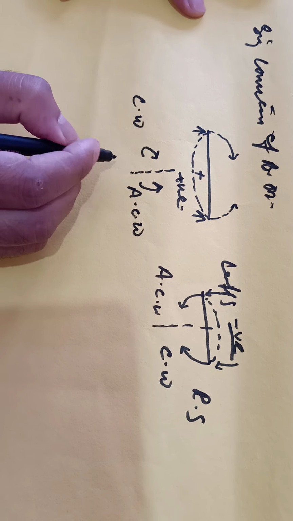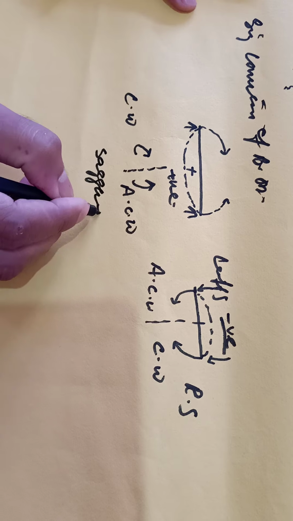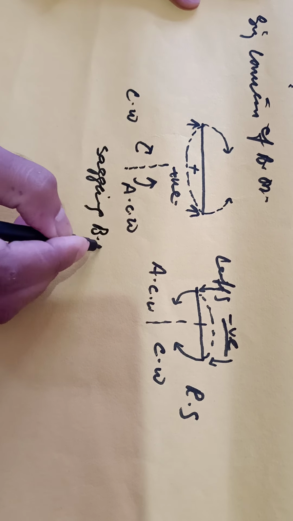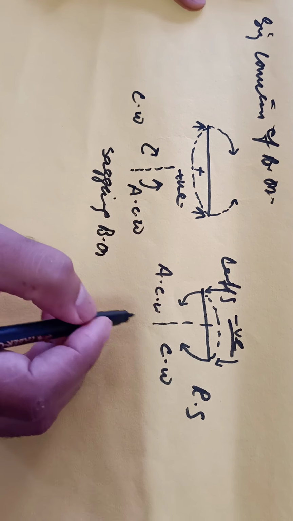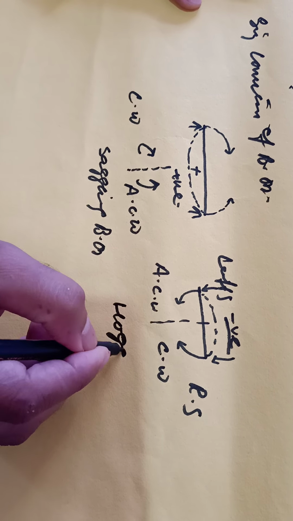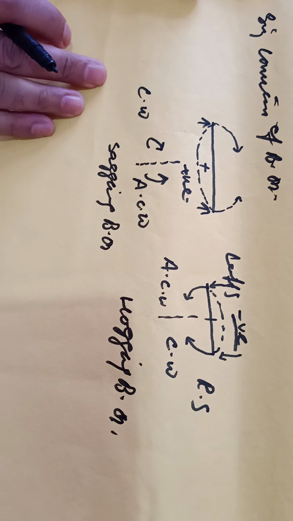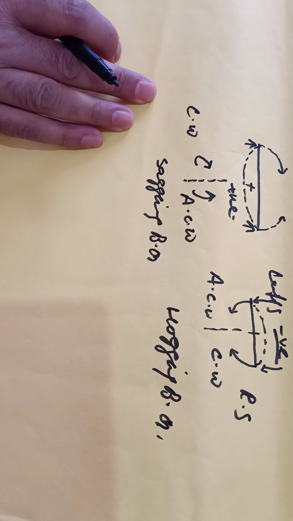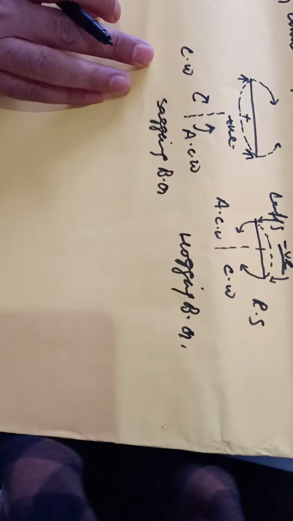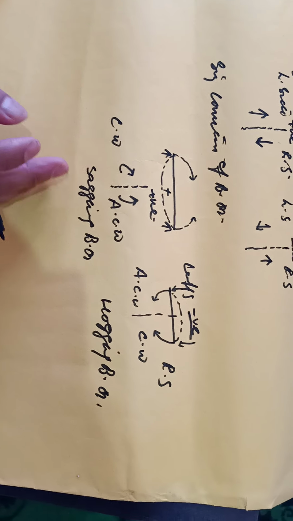This one is known as sagging bending moment, and when it is anti-clockwise, negative, that is known as hogging bending moment. Now there are some things we have to follow, pointers. Some pointers should be kept in mind for drawing the shear force and bending moment diagram. These are the important points.